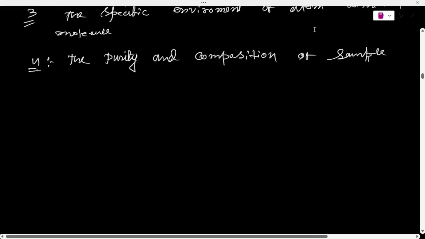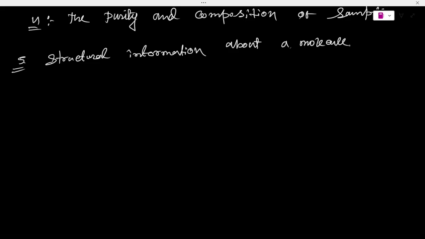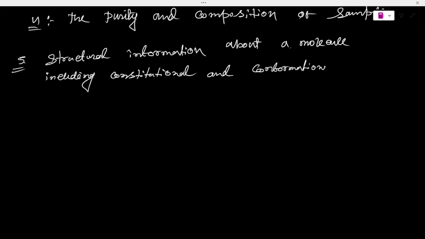The fifth is structural information about a molecule, including constitutional and conformational isomerism.